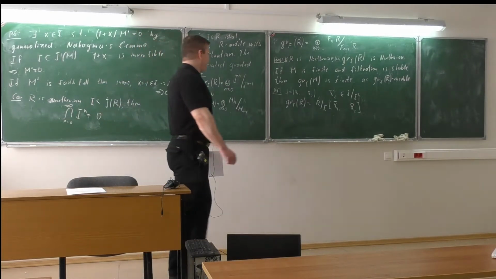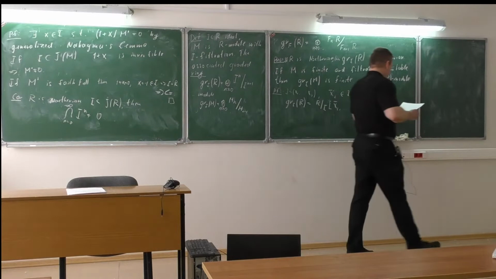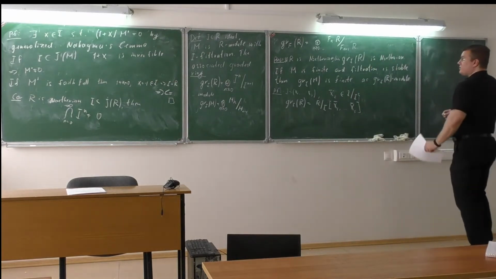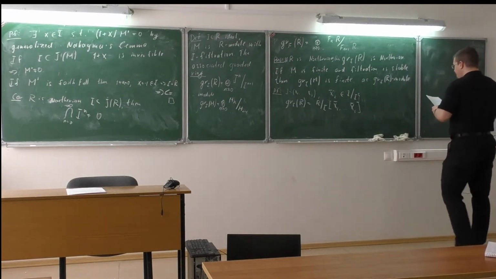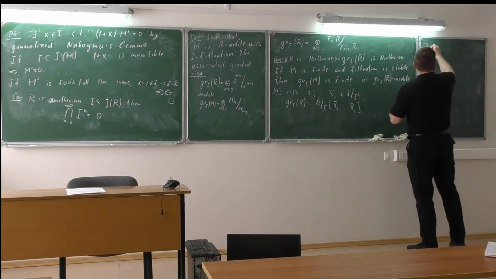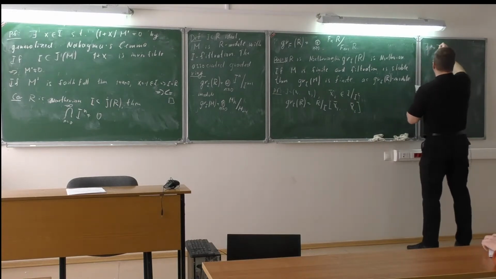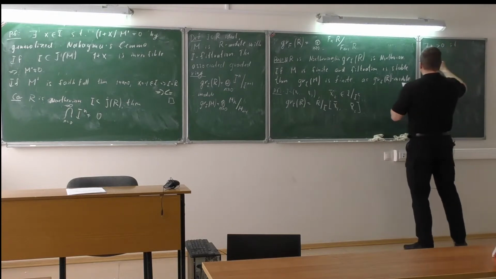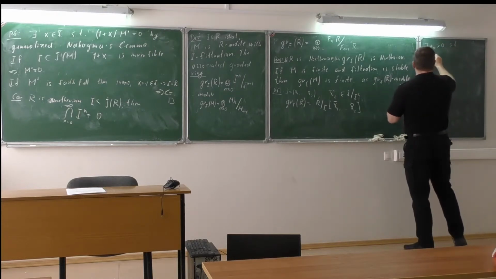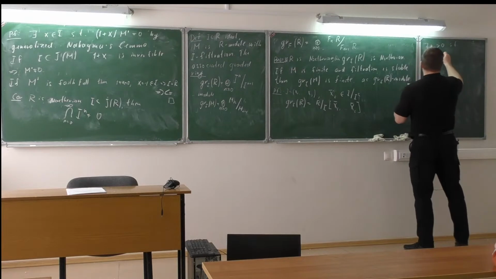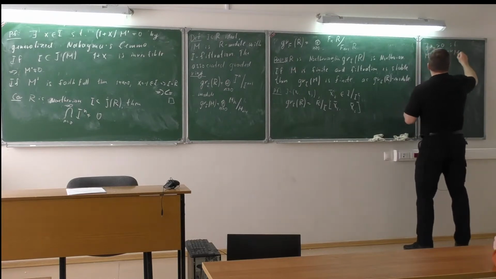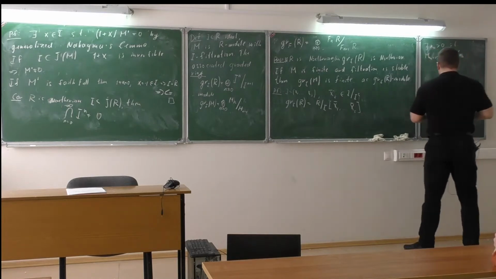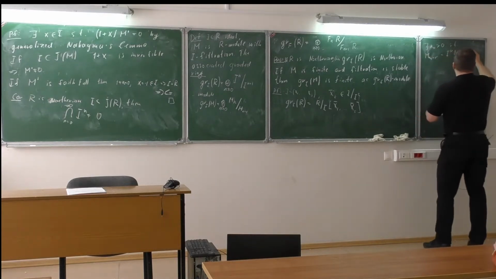Okay, so now for the second part. There is n_0 positive such that M_(n_0+r) = I^r M_(n_0). This is just the fact that the filtration is stable. So hence this is true for any r greater or equal than 0.